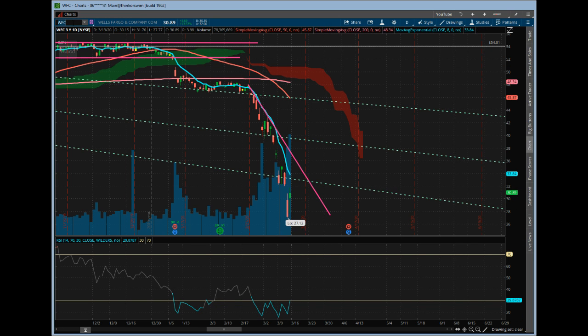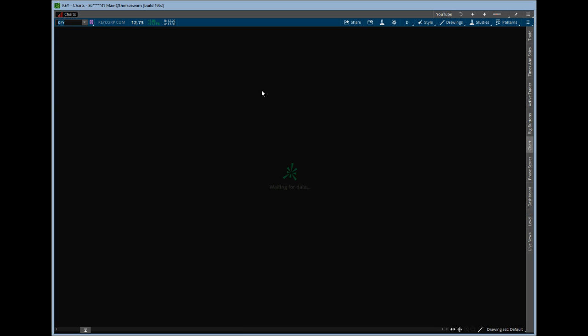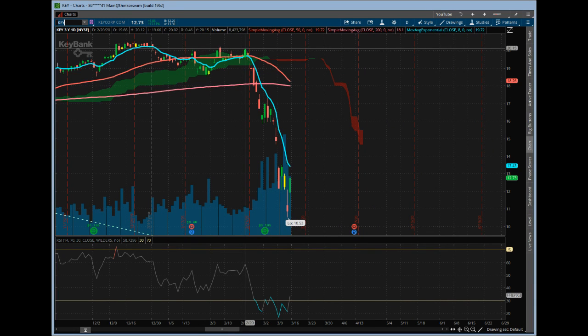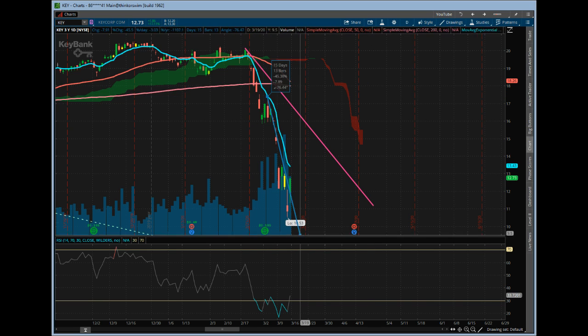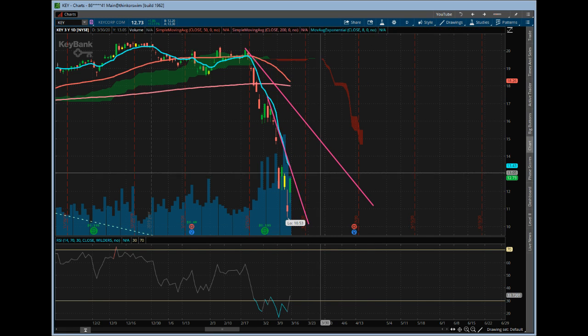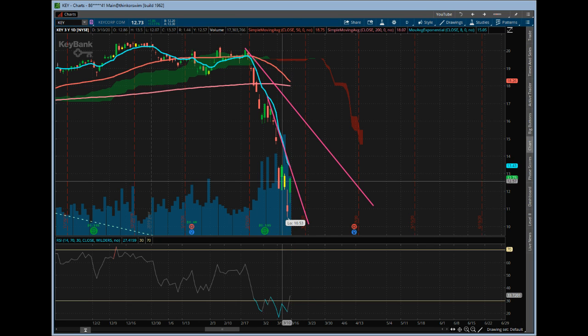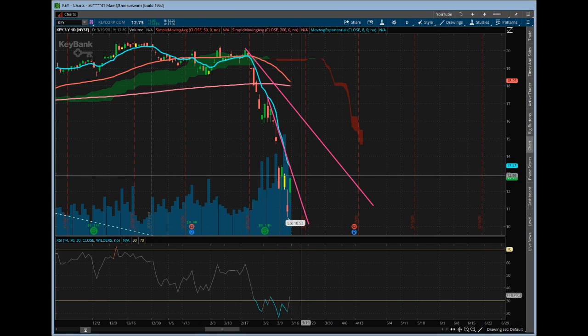And then Key is another one. Not necessarily publicly as sinister as Wells Fargo, but definitely below some trend lines right here. Again, it had a nice rally the other day. Almost looks like a Morningstar reversal potential, but let's see if we can get over that trend line with some volume. Otherwise, bearish until proven otherwise.